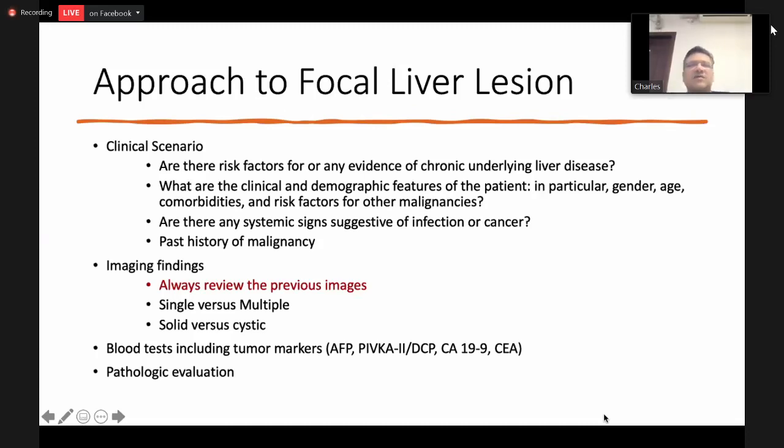And always, when you see a patient with an incidentaloma or a focal liver lesion detected on ultrasound or CT, look at the clinical and demographic features of the patient. What is the age of the patient? Is he male or female? Are there any comorbidities? Are there any risk factors for other malignancies? And always look at systemic signs of infection or malignancy.